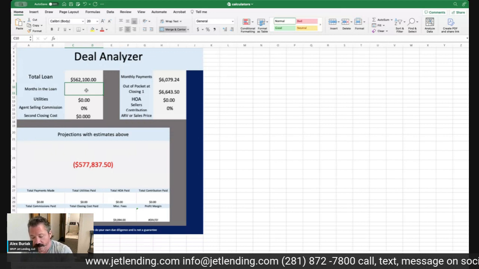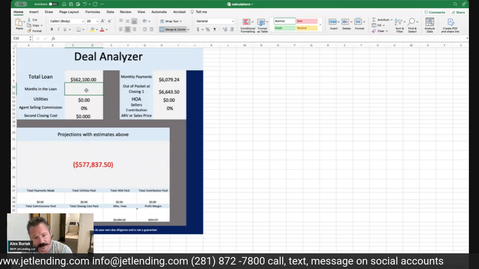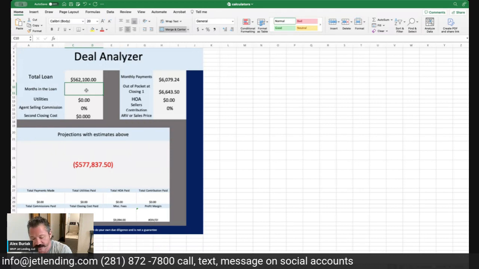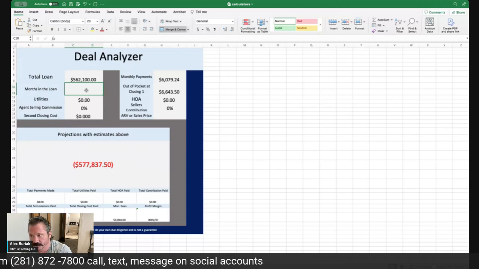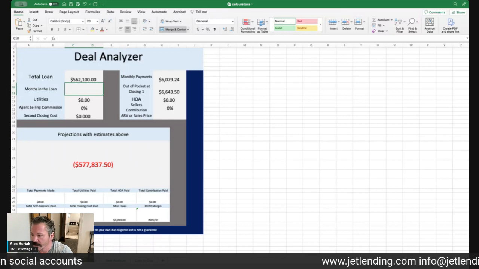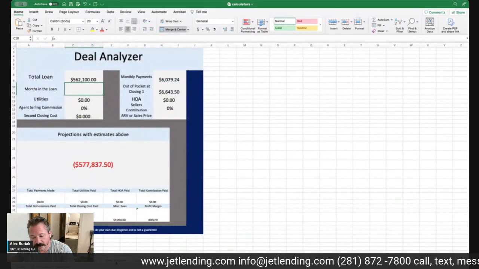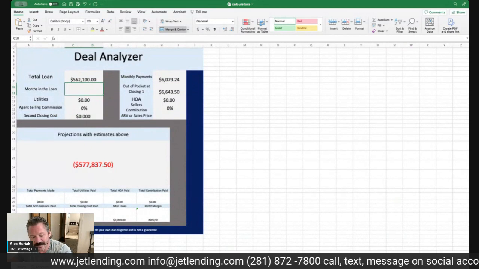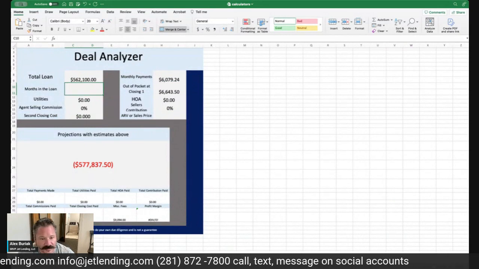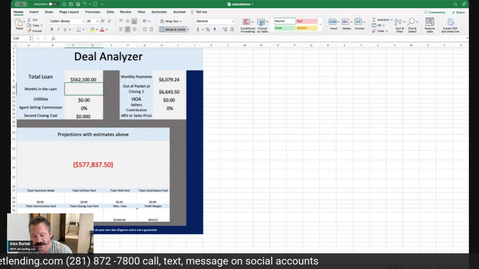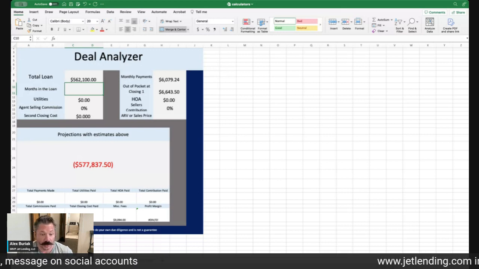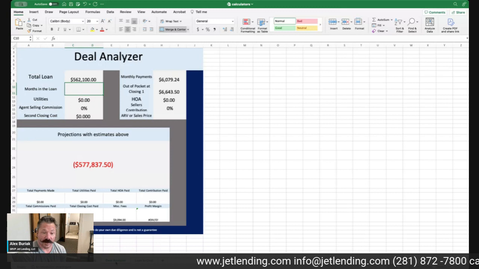in repairs. On average, you're doing about $7,500 a week in repairs. Let's see here, how much was it? 193. 193 divided by 7,500 is 25.7 weeks. So call it 26. 26 weeks divided by 4 is 6.5 months right there. In repairs, you're holding this for a minimum of 6.5 months.